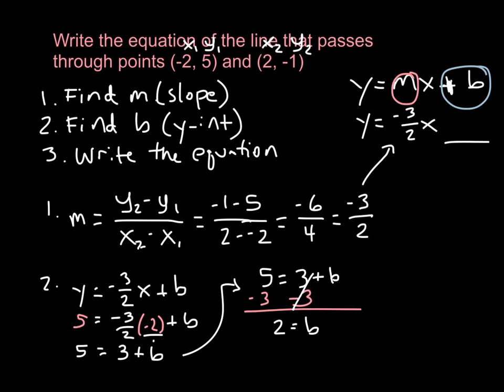We've now found b, which means we can go back up to here and fill in our b value, which is our y-intercept. So, plus 2. This is our final answer to this example.